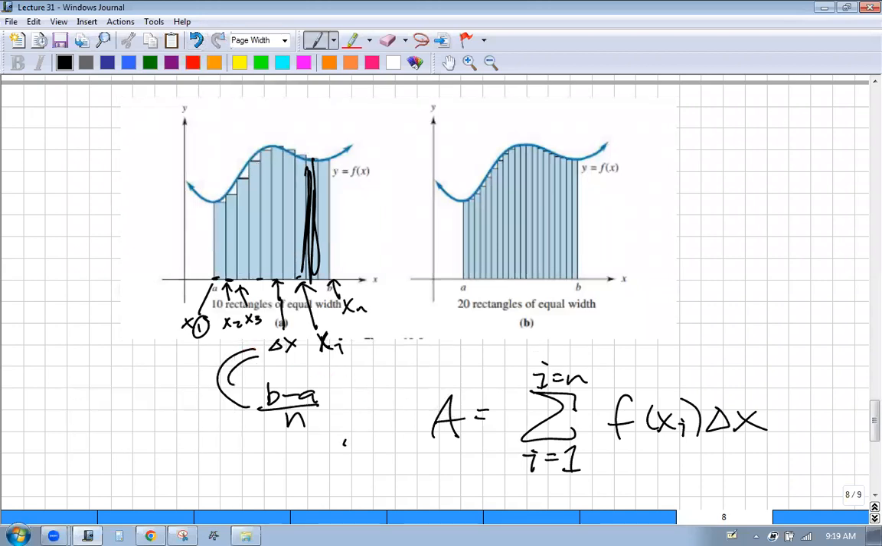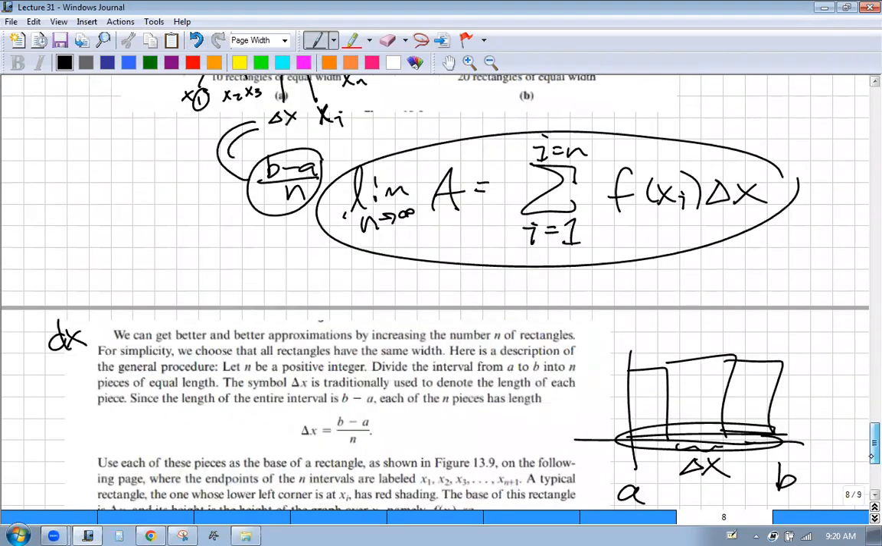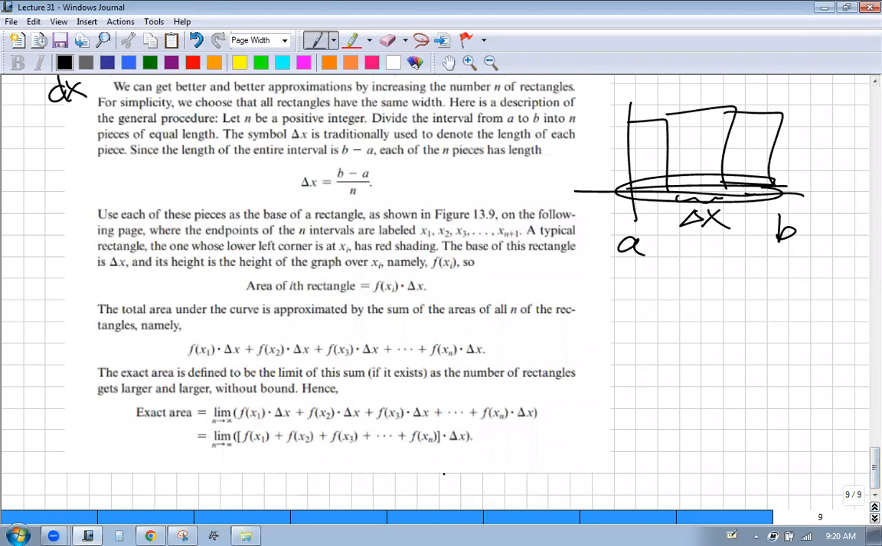But we want to take the limit as n goes to infinity. As this goes to infinity, instead of n rectangles, we're going to have an infinite number of rectangles. This is the width, and as n goes to infinity, this delta x is going to get infinitely small. So we're summing over an infinite number of rectangles that are infinitely skinny. This is the formula for it, but that turns into what we would call an integral. You can see here the limit: the first rectangle, the second, the third, up to the nth.